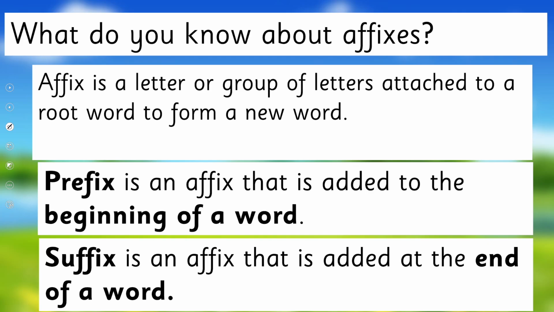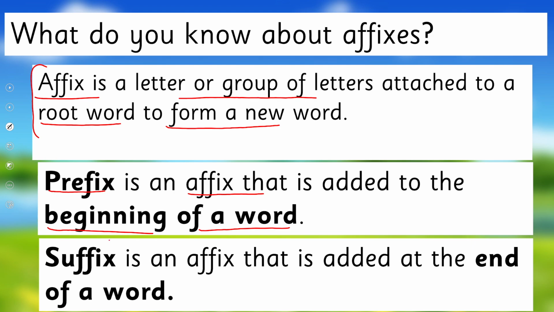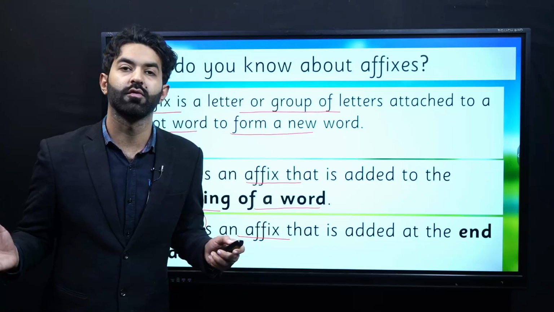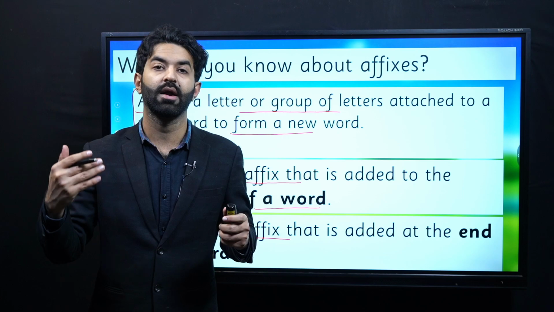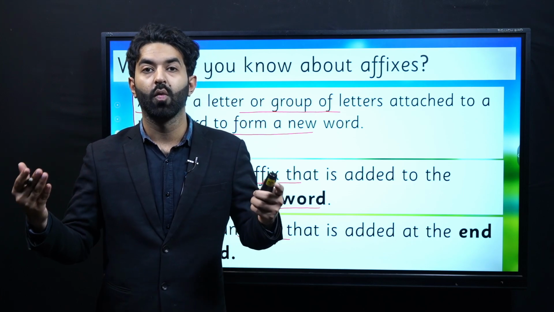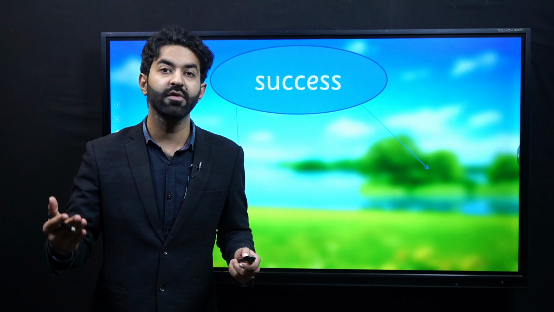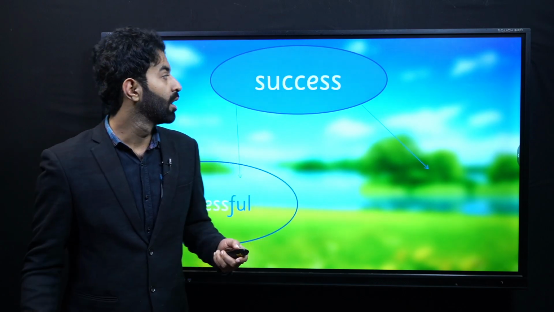Now, let's revise what are affixes. A letter or group of letters attached to a root word to form a new word. Prefix is an affix that is added to the beginning of a word, and suffix is an affix that is added at the end of the root word. Now we know what are compound words, what are affixes, and what are the types. They are prefixes and suffixes.